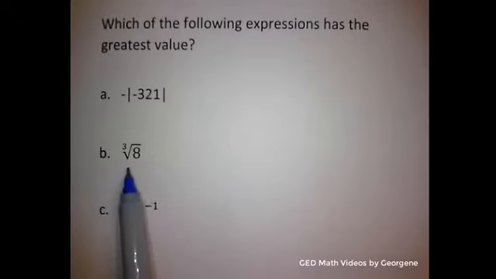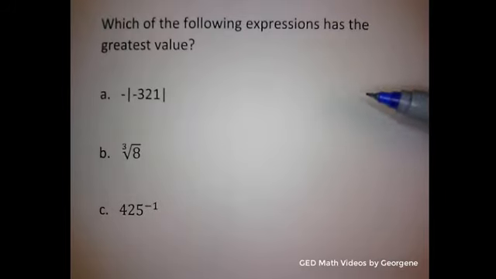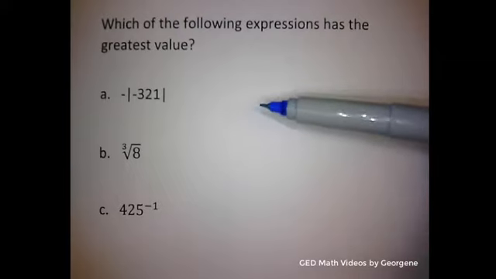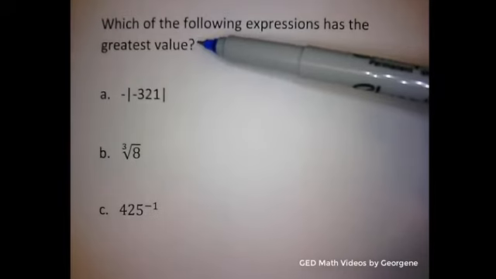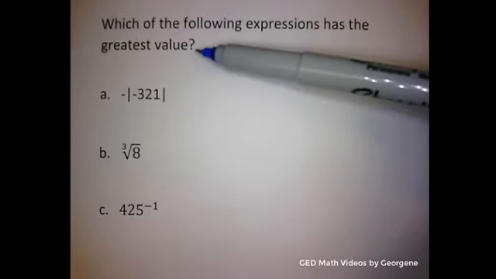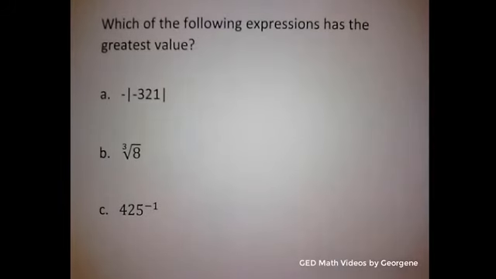What about letter B? Here we have a cubic root, so we have to understand a little bit about roots, how to find the cubic root of a number, in this case 8. And then letter C, we have exponents, and in fact we have a negative exponent, so we need to know how to solve negative exponents. But in the end, we are trying to determine which one of these answers, A, B, or C, has the greatest value. In other words, it's the highest, the most value. So we're going to dig right in.